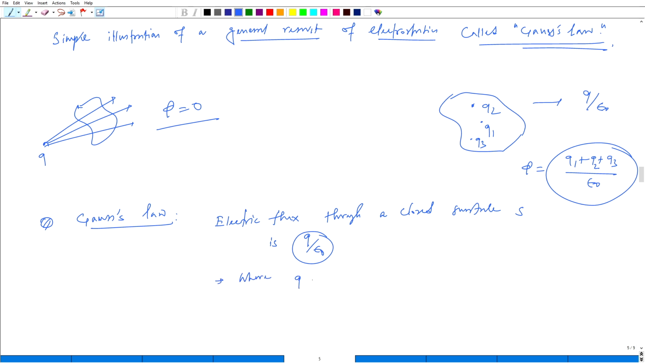So where q is the total charge enclosed by the surface S, and epsilon naught, you know that the permittivity of the free space, right. So epsilon naught is a constant, the permittivity of the free space.